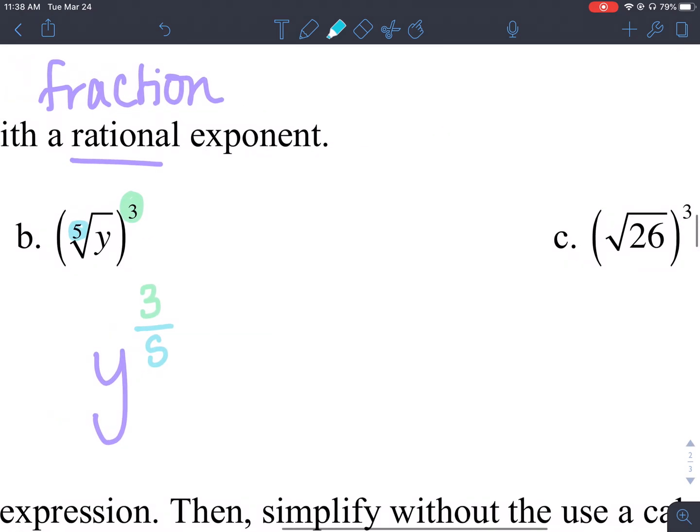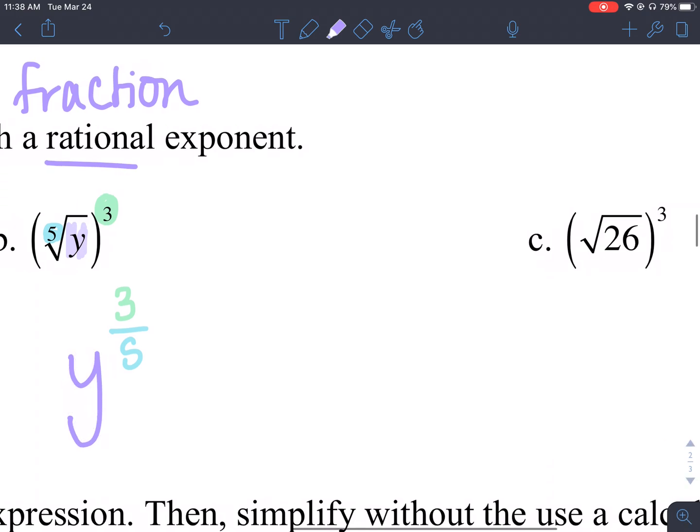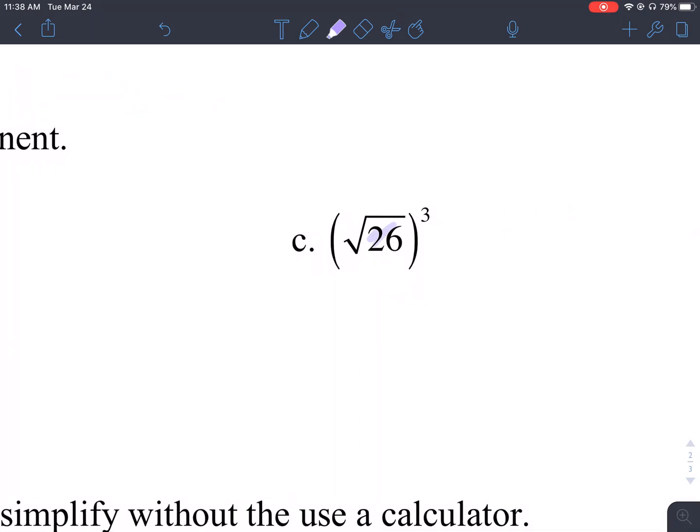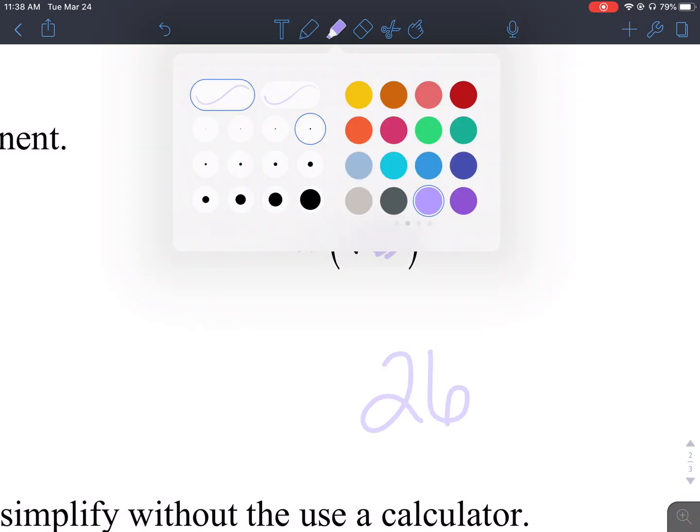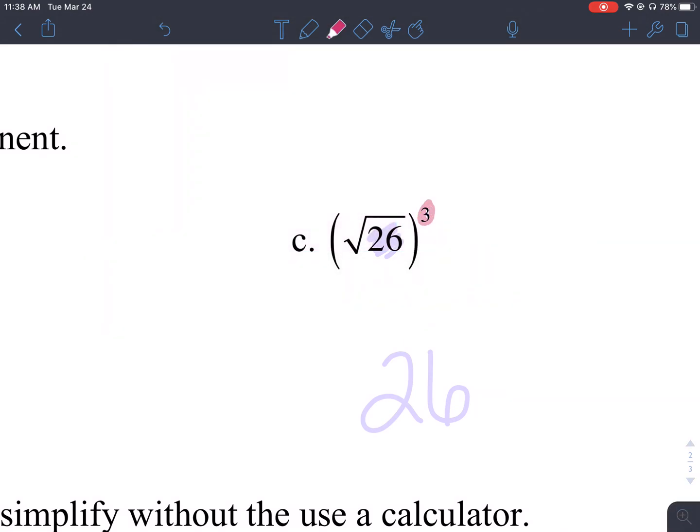And then just to reemphasize some vocab, my radicand is my base. So my radicand is my base, 26. My exponent is my numerator of my rational exponent.